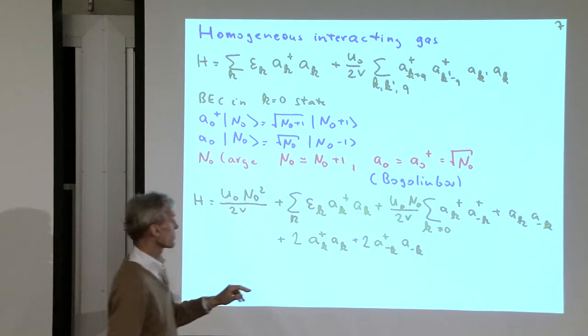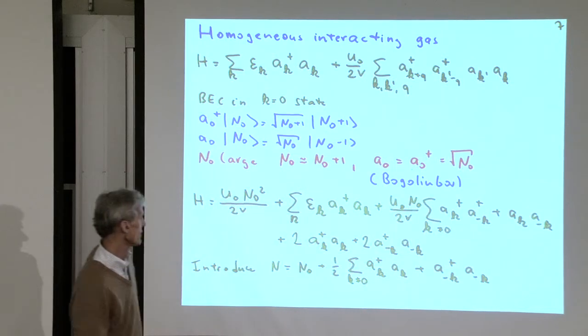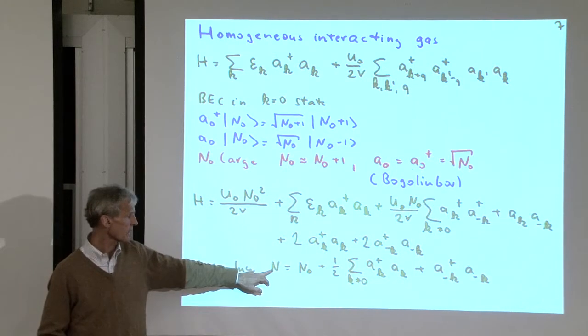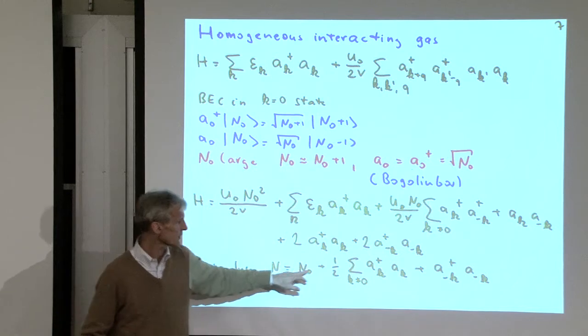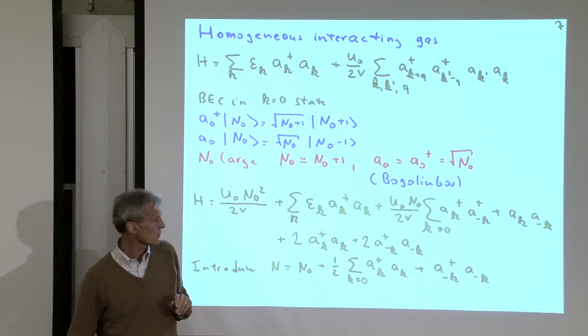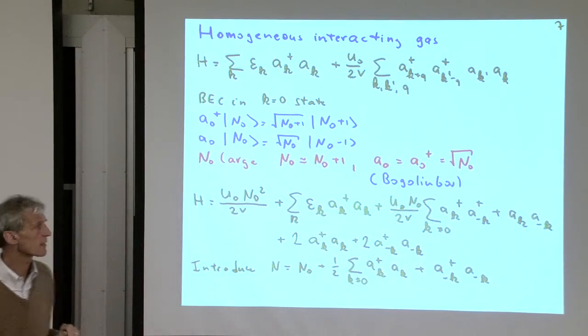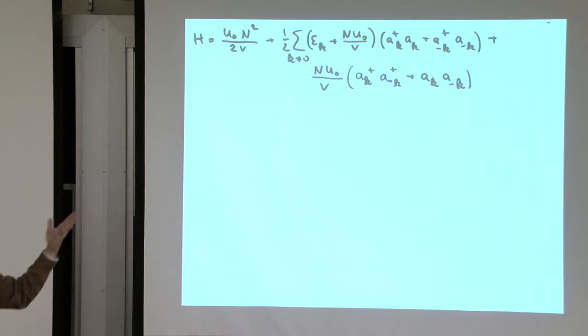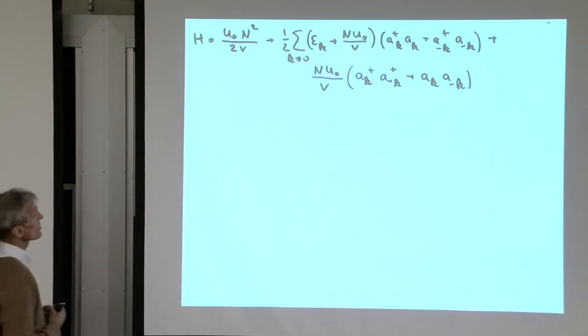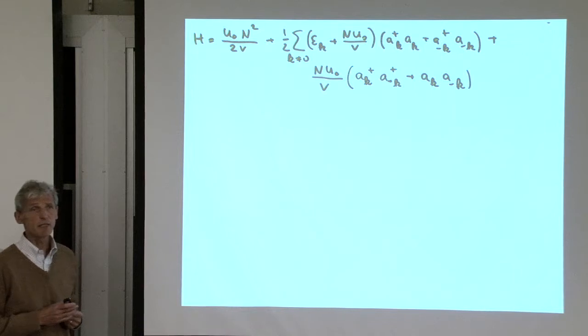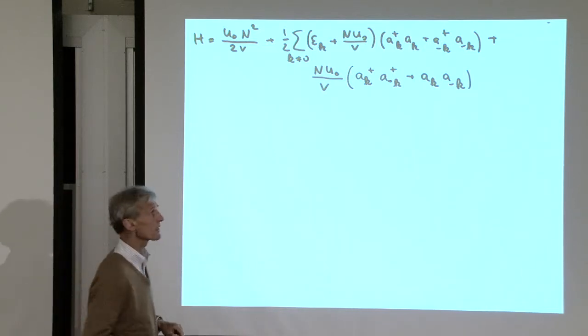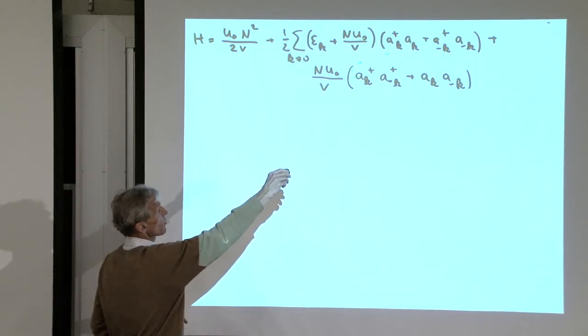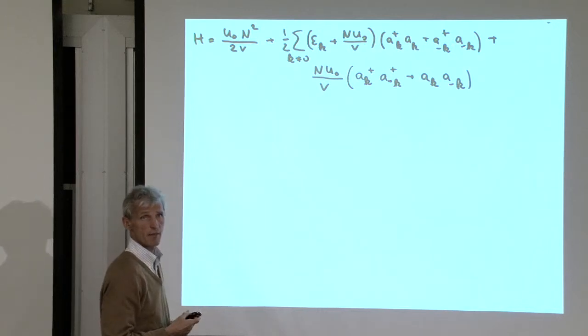The next step is purely technical. We want to get rid of N0 and replace it by N. So N is N0 plus the sum of the population in all other momentum states. And that's now our Hamiltonian, which still looks complicated, but it can immediately be solved because all it involves is a quadratic product of operators.